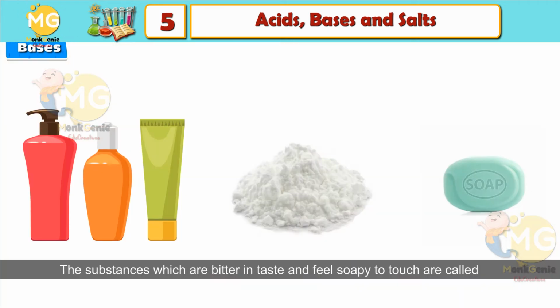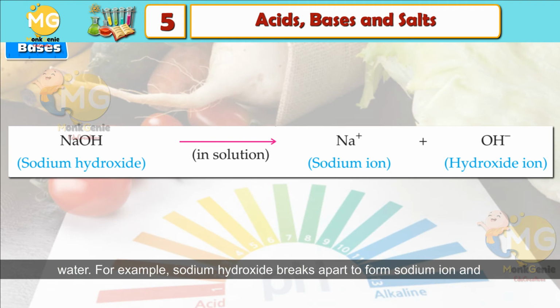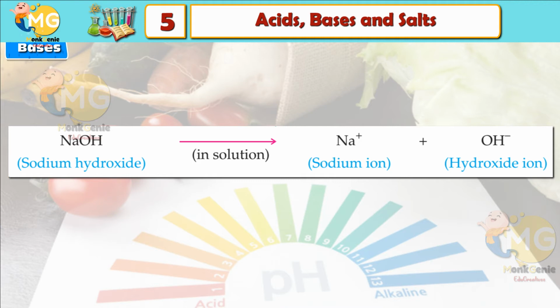Bases. The substances which are bitter in taste and feel soapy to touch are called bases. Materials containing base are called basic substances. Bases are the substances that produce hydroxide ion, that is OH-, when dissolved in water. For example, sodium hydroxide breaks apart to form sodium ion and hydroxide ion when dissolved in water. NaOH, that is sodium hydroxide, when in solution gives Na+, that is sodium ion, plus OH-, that is hydroxide ion.